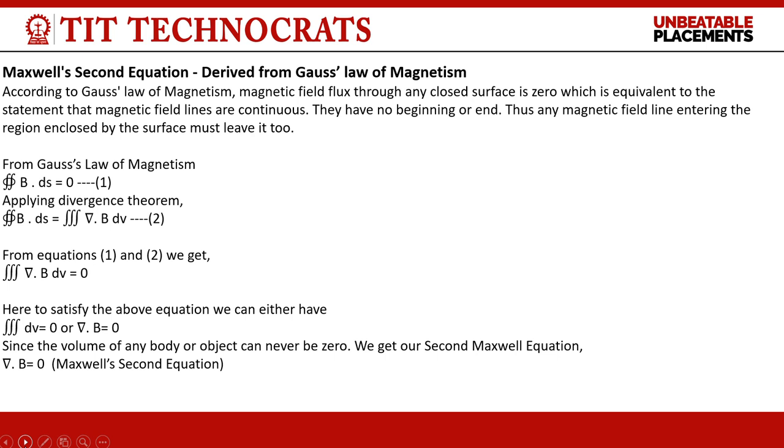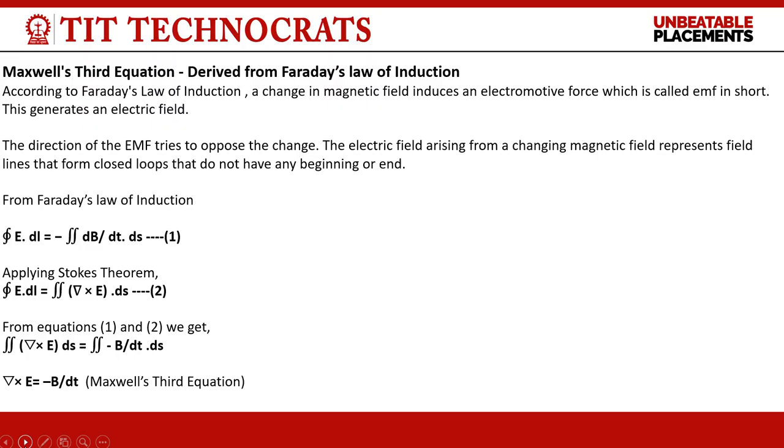From equations 1 and 2 we get triple integration del dot B dV is equal to 0. And here, to satisfy the above equation, we can either have the triple integration of dV equal to 0 or del dot B is equal to 0, which is Maxwell's second equation.